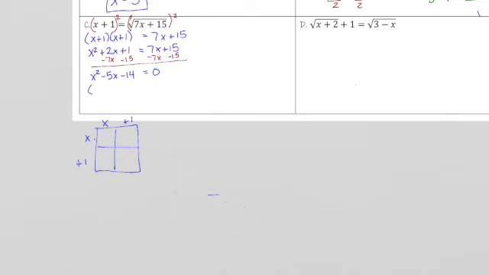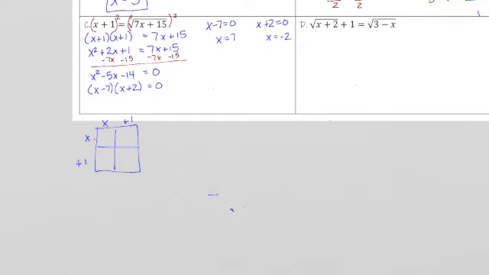And this does factor. x minus 7 times x plus 2. That is negative 7 times 2 is negative 14. Negative 7 plus 2 is negative 5. So when I set each of those equal to 0, remember you set x minus 7 equal to 0, set x plus 2 equal to 0, we end up with x is 7 and x is negative 2.